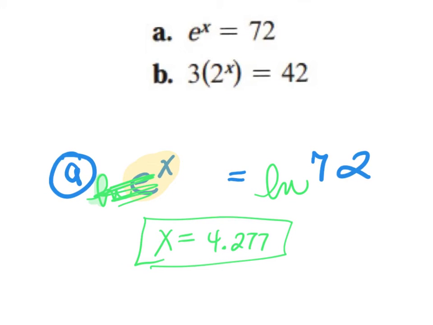What is a way that I could check real quick just to make sure that I am correct? I can plug it back in. If you just take your calculator and you hit E, and then in your exponent you put 4.277, what do y'all get?